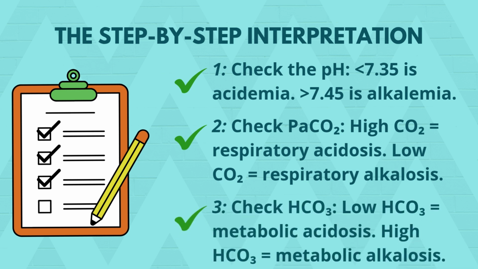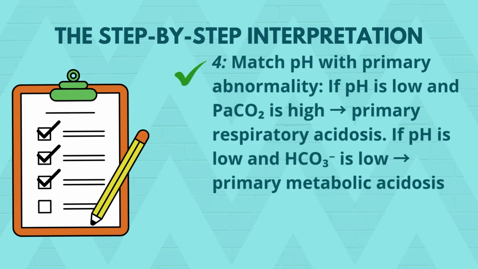Step 3, check the bicarbonate. Is there a low bicarbonate? Then it's a metabolic acidosis. But if there's a high bicarbonate, then it's a metabolic alkalosis. Step 4 is matching the pH with the primary abnormalities. If the pH is low and the carbon dioxide is high, then it's a primary respiratory acidosis. If the pH is low and the bicarbonate is low, then it's a primary metabolic acidosis.